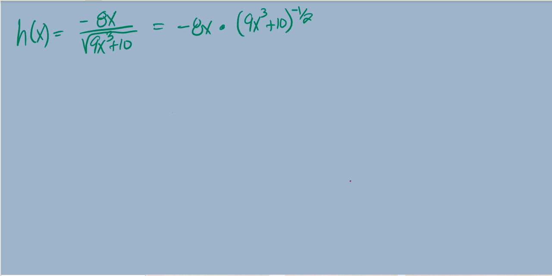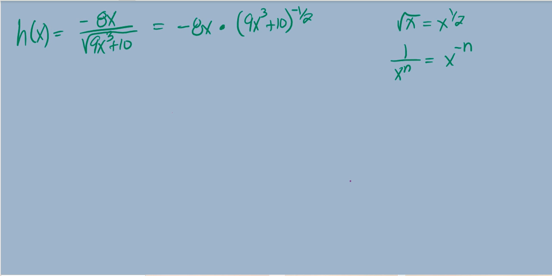Remember, anytime we have a square root of something, that is x to the 1/2. Anytime we have a fraction or exponent in our denominator, we can look at it as x to the negative power of whatever our exponent is. So we can look at it both of those ways. I'm just going to use this approach versus using the quotient rule. So this is negative 8x times (9x cubed plus 10) to the negative 1/2. This means I would need to use the product rule.